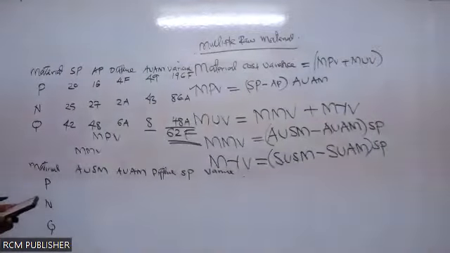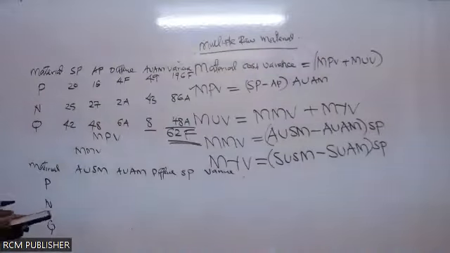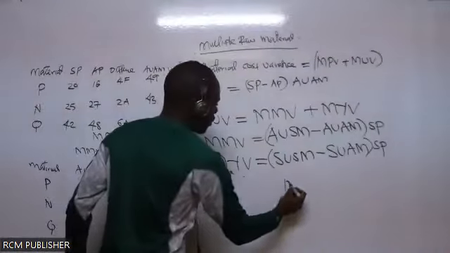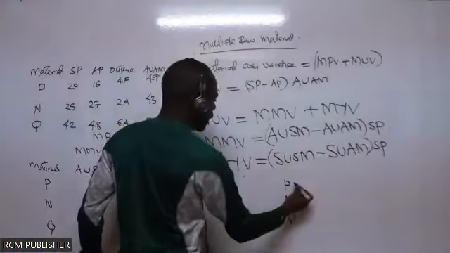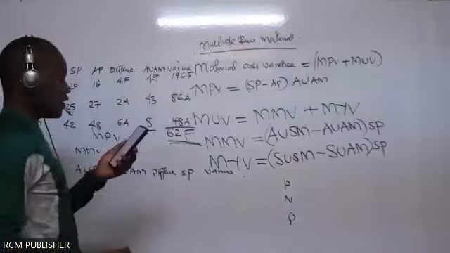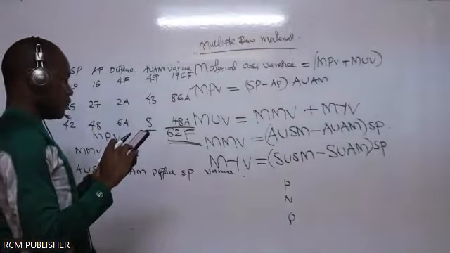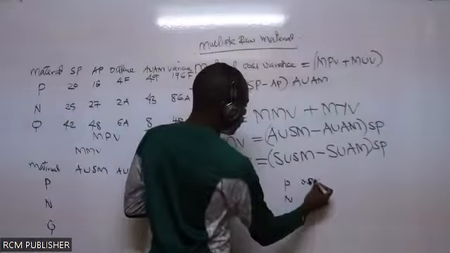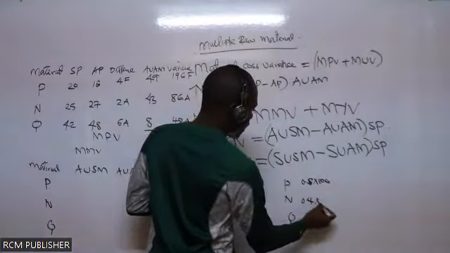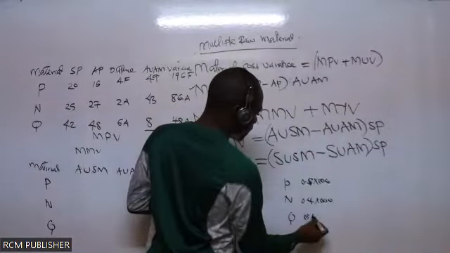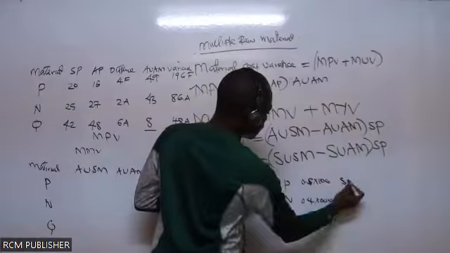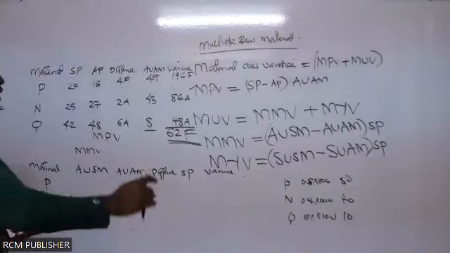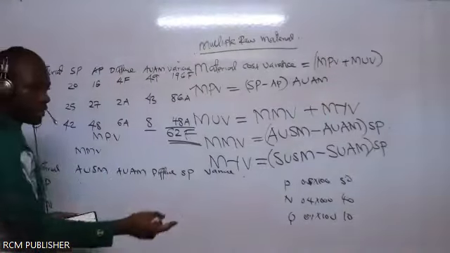Total is how many? The total here is 100. If I add all this, I'm going to get 100. So P, N, Q are supposed to share 100 in what proportion? In the ratio that is given in the question. So they're going to share that in the proportion of 50. So this one here will be 0.5 by 100, 0.4 by 100, 0.1 by 100, or 10%. 50, 40, 10. So that is now the actual usage in standard mix.